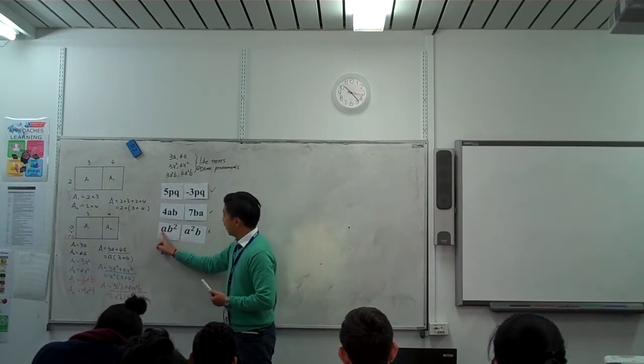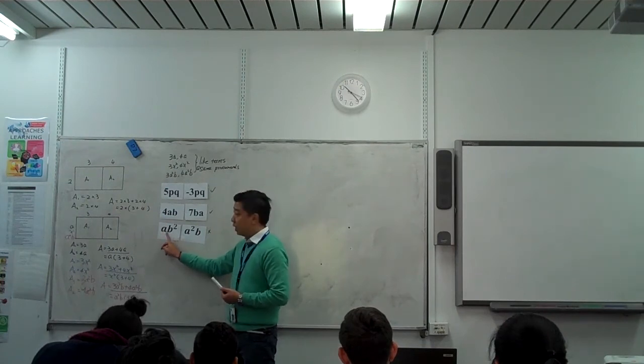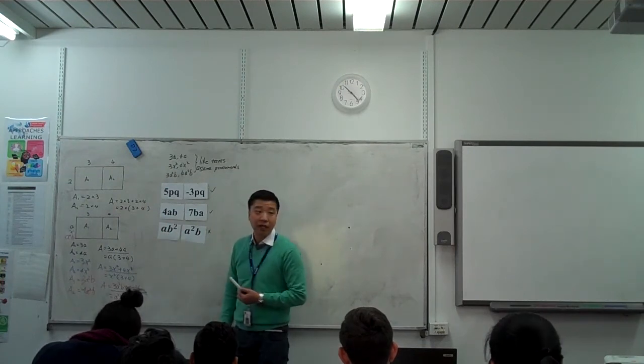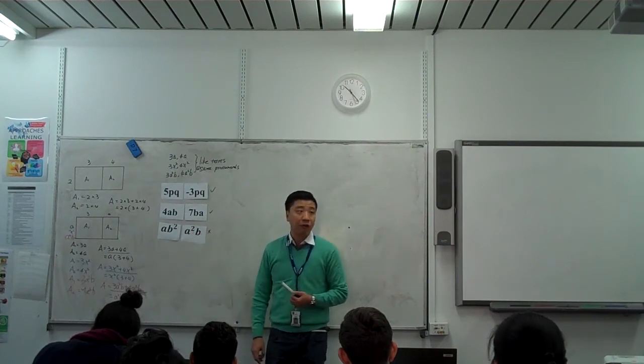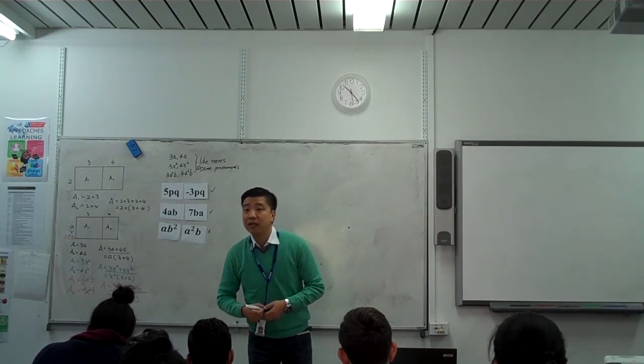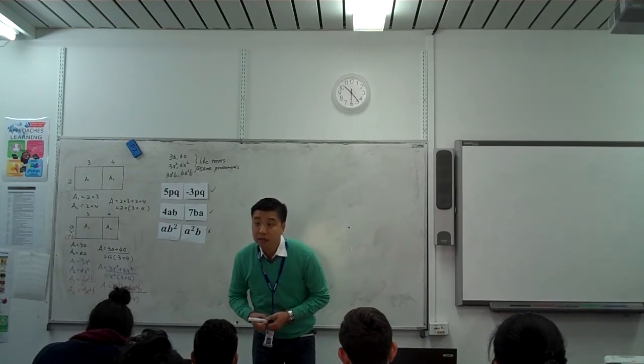So if A is 3, B is 4, that is 3 times 4 squared. Is that correct? But this one will be 3 squared times 4. Definitely you will not have the same answer. Does that make sense? Okay?